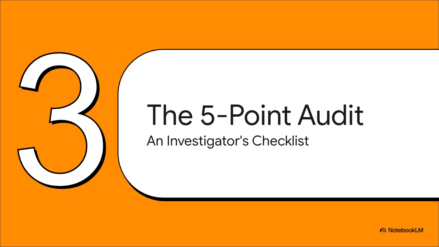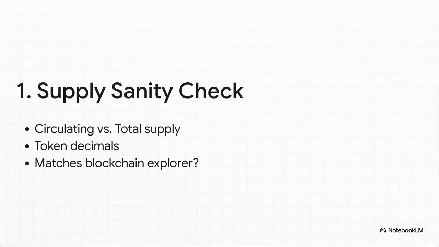Okay, we've got our framework for judging evidence. Now let's get practical. Let's build our actual investigator's toolkit. It's a simple 5-point checklist you can run through every single time you're doing your research. First things first, the supply sanity check. This is step 0, the absolute baseline.